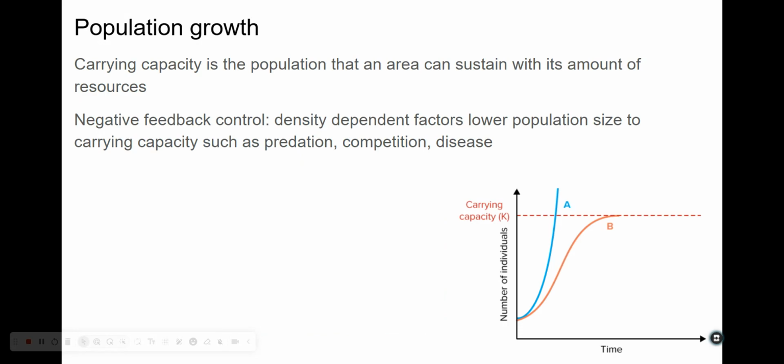And so this is caused mainly by negative feedback control. This is where density-dependent factors such as predation, competition, and disease lower the population size and bring it back towards carrying capacity when the population gets too large. Abiotic factors will cause it to fluctuate more dramatically, so like big temperature swings, droughts, etc. Those ones will affect larger numbers, and they won't be as towards carrying capacity as density-dependent factors are.